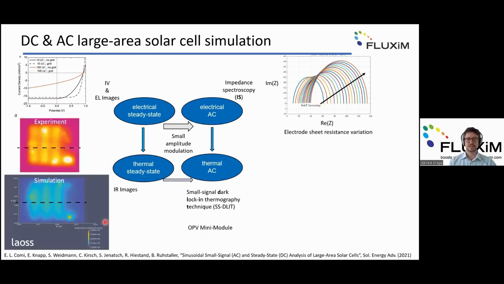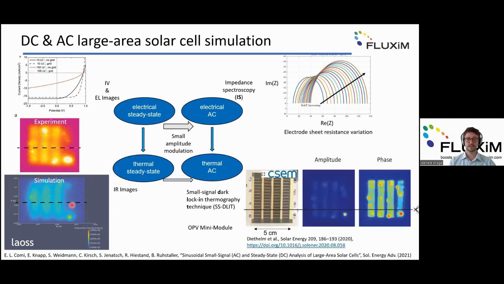At thermal steady state, we are simulating IR images. We all know that these are important because they are giving access to shunts. The shunts are bright spots in the IR camera, but the IR image as shown here is very blurry. So recently we developed another technique called small signal dark lock-in thermography. Actually, we didn't develop the technique, but we developed a software that is coupled to a camera.